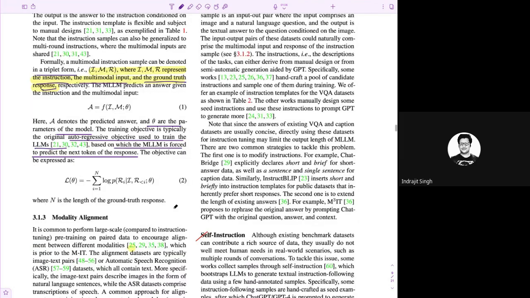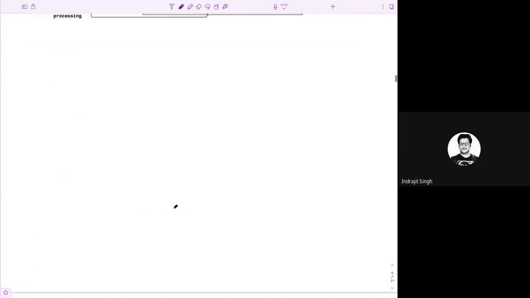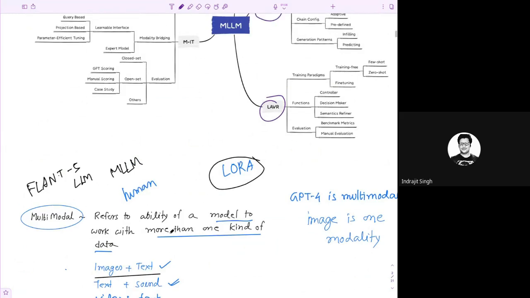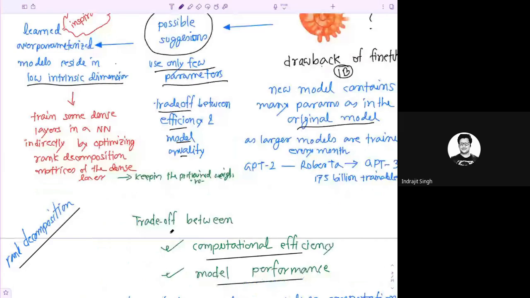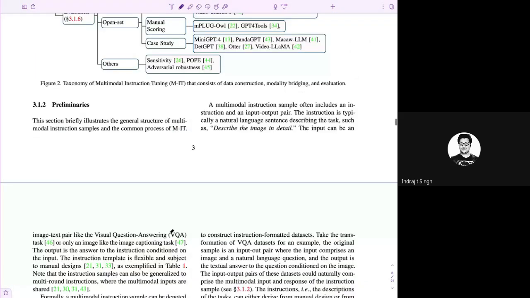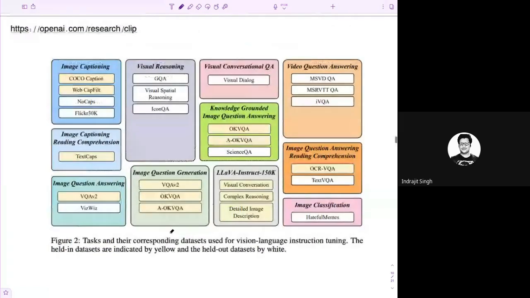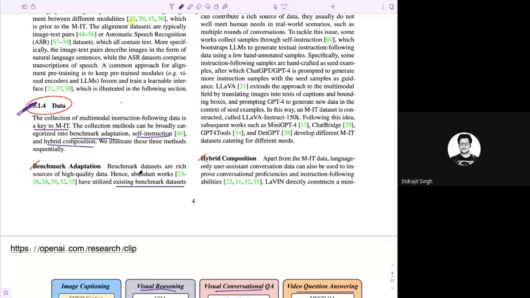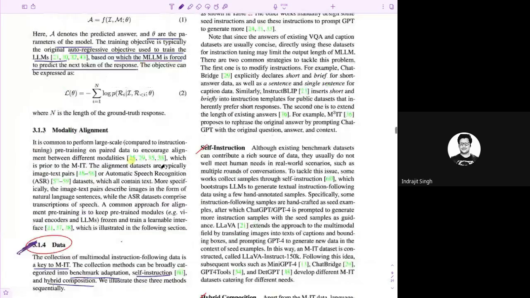So I'll just show you. I have taken a screenshot earlier from that paper. Somewhere I have kept that. Just a moment. Yeah, so you can see here: image captioning, visual reasoning, visual conversation QA, video question answering, image captioning, reading comprehension, and image question answering, right? So these are different types of data sets that can be used as benchmark data sets. It's an existing benchmark data set.